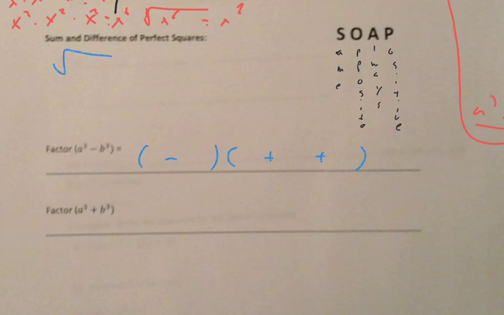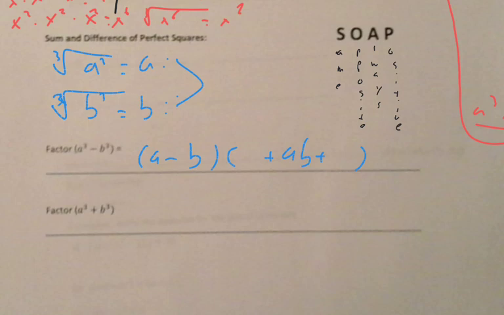So now we'll factor our terms. The cube root of a cubed equals a, and the cube root of b cubed equals b. And now we're going to plug these in down here. So you get a minus b. The middle term is always these two multiplied together, so you get a times b, and then the ends are your first term squared and your last term squared. So you get a squared plus ab plus b squared.